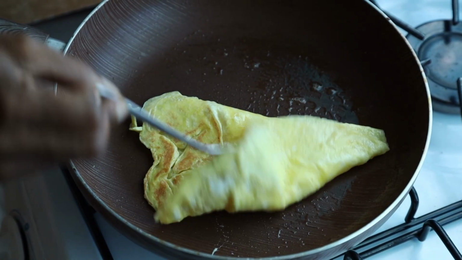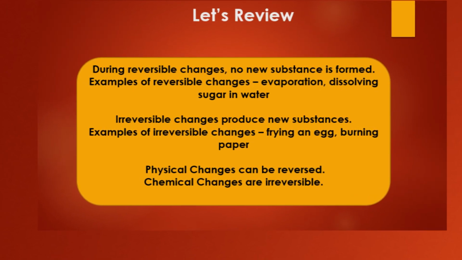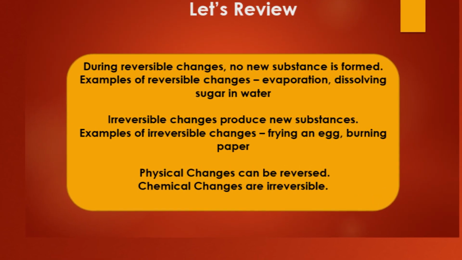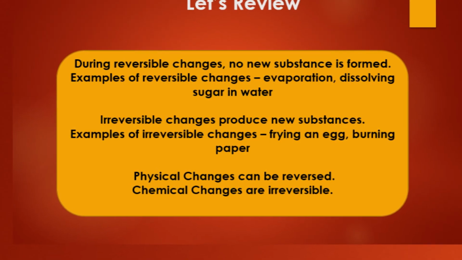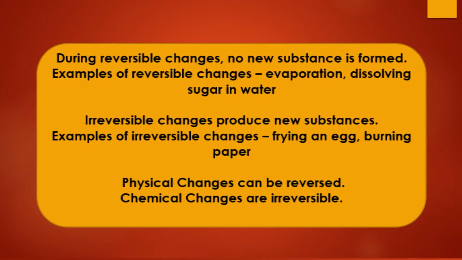Now, if I should strike a match, for instance, the match would quickly burn. Now, could I get back the original match? Probably not, right? Just as frying an egg or burning paper, these are examples of irreversible changes. And in these examples, new substances are formed. So, in essence, physical changes can be reversed while chemical changes are irreversible.